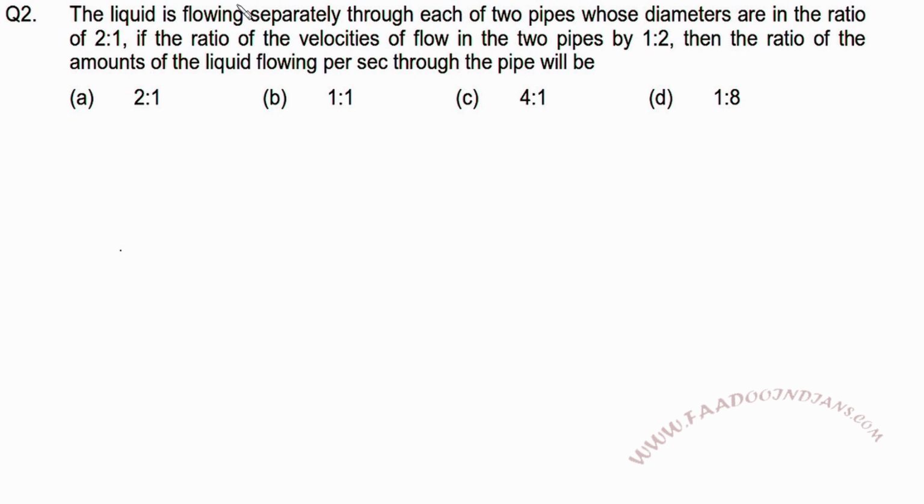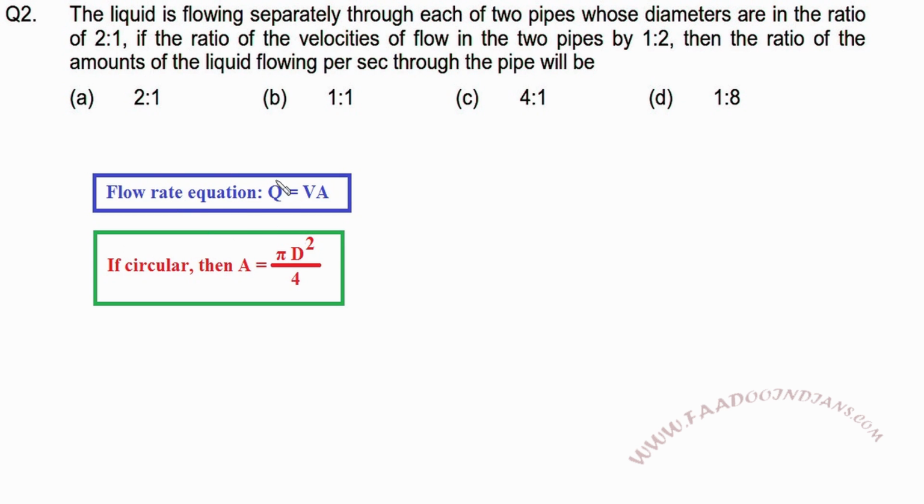Second, the liquid is flowing separately through each of the two pipes whose diameters are in the ratio of 2:1. If the ratio of the velocities of flow in the two pipes is 1:2, then the ratio of the amounts of the liquid flowing per second through the pipes will be.